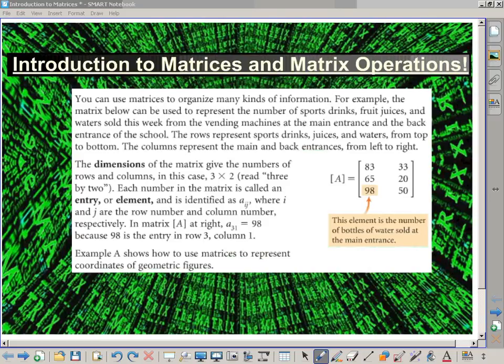Hello everyone. Here's a short video on an introduction to matrices and matrix operations. We will be using this background information tomorrow in class when we start talking about how we can use a matrix to solve a system of equations.